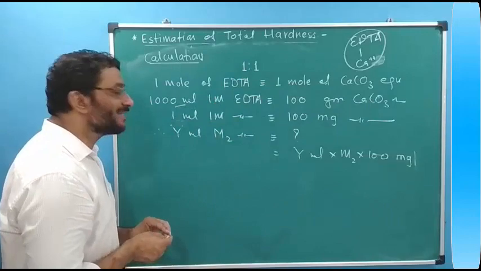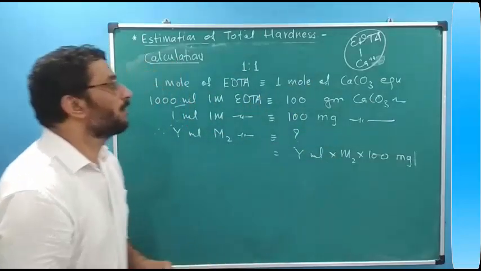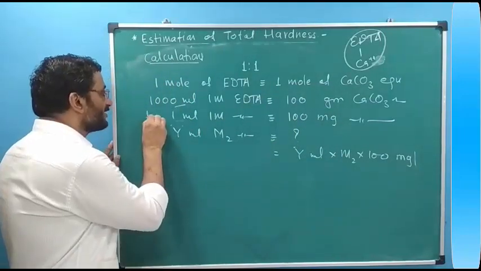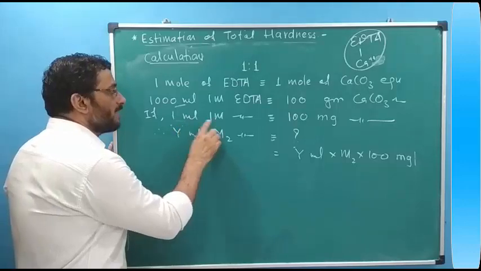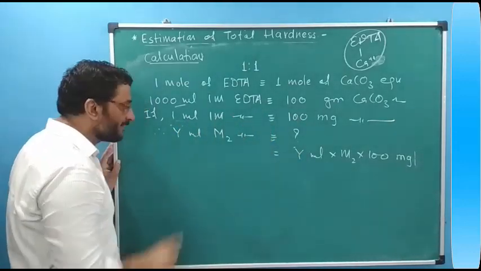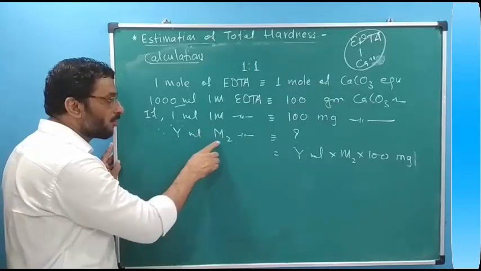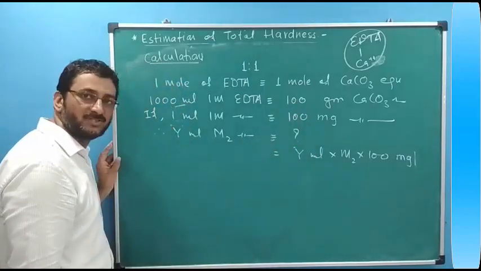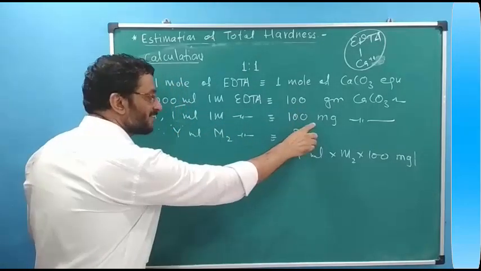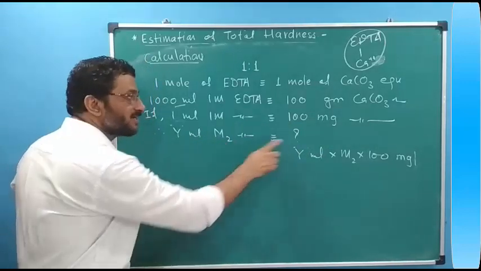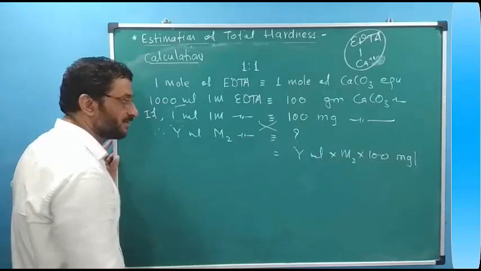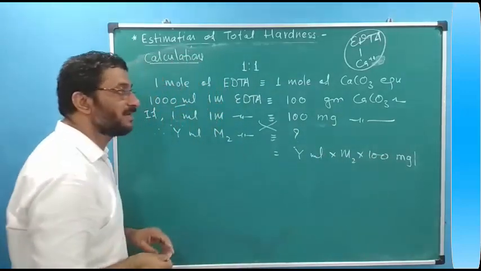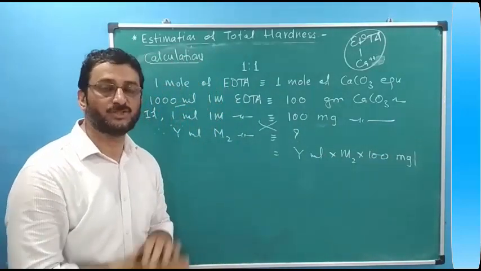Now see, in the experimental part 2, how much EDTA was required? It was Y ml. So we can write: if 1 ml of 1 molar EDTA gives hardness 100, then for this volume of EDTA and this concentration, M2 being the concentration of EDTA, what is the corresponding hardness? It is a simple cross multiplication: Y ml into M2 into 100. This is in milligram. So these many milligrams of CaCO3 hardness is your answer.